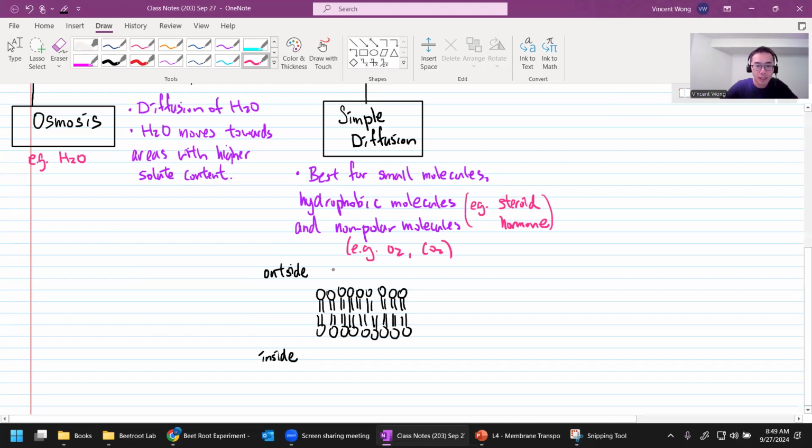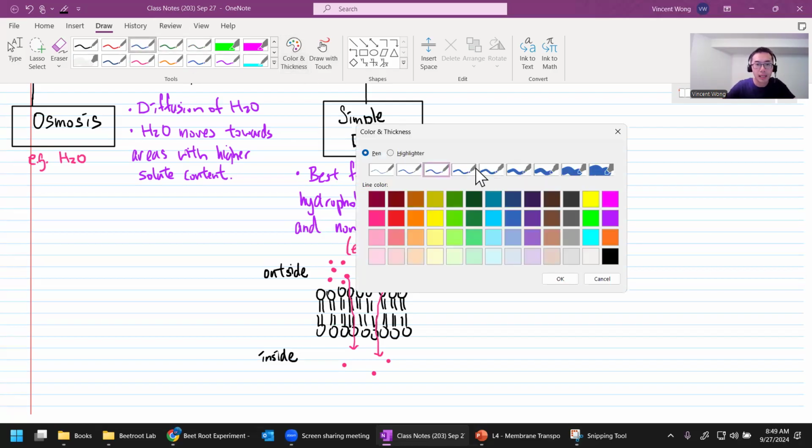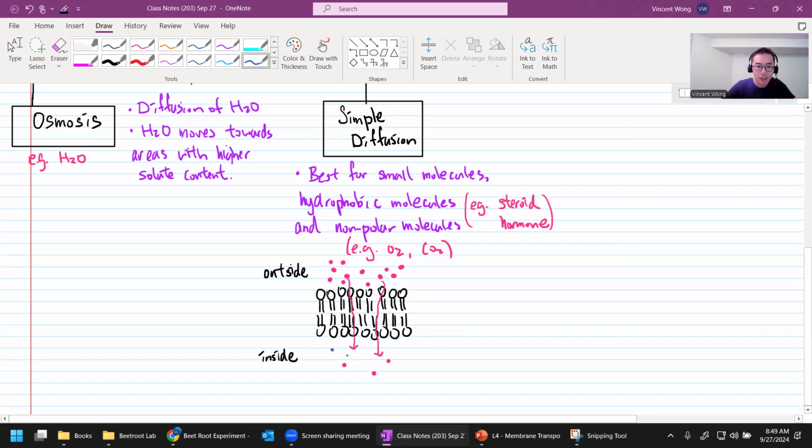So let's say we have a bunch of things outside, and then we have some here, right? So these things are small enough, or they might be non-polar or hydrophobic, and they would just be able to move in through the phospholipid layer like that. Okay, that's simple diffusion. It doesn't have to be coming in. It could be going out. I can add a different color here. You might have a lot of these blue things, whatever they are, and you don't have a lot of it outside, then the blue will move out.